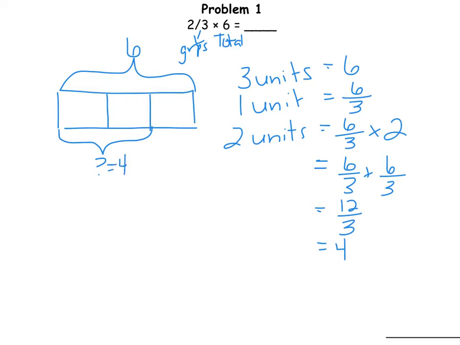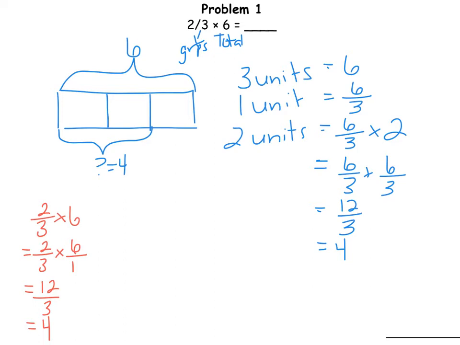Well, here's another way we can solve it. I can do 2/3 times 6, which is equal to 2/3 times 6/1, because anything divided by 1 is itself. So now 2 times 6, numerator times numerator is 12. Denominator times denominator, 3 times 1 is 3. 12 divided by 3 is 4. So that's the same way we solved before.